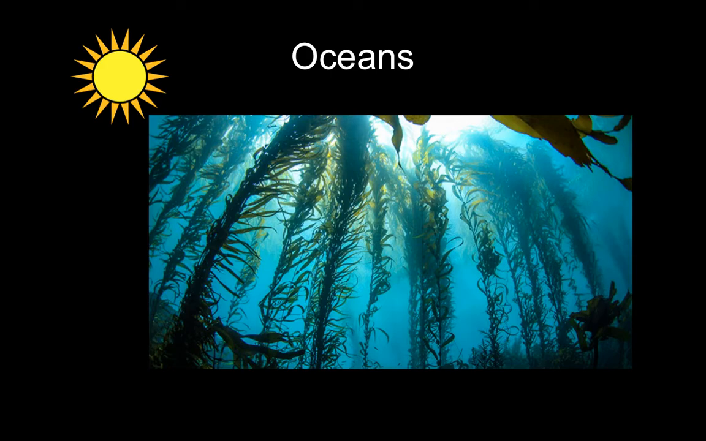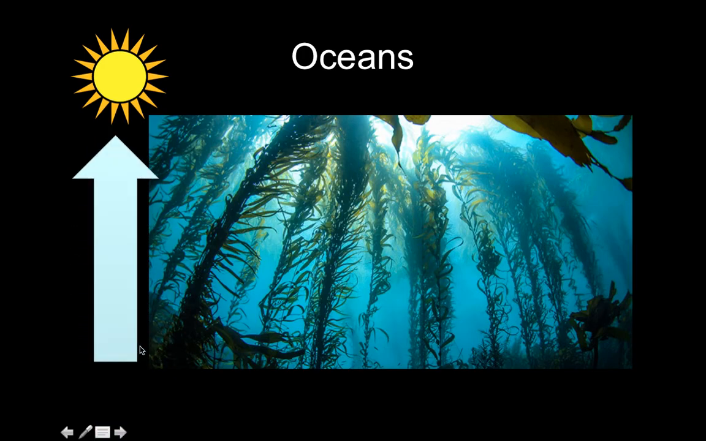In the ocean biome, plants grow on the ocean floor. Because it's hard for sunshine to reach down to the ocean floor, the plants need to grow tall and straight to reach the sunlight at the top of the water. They grow up.